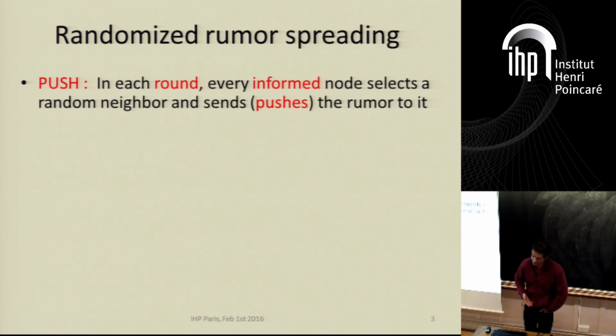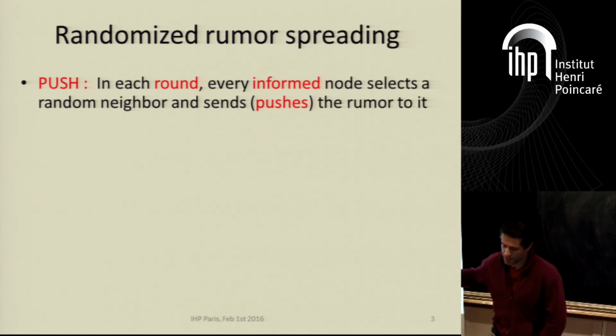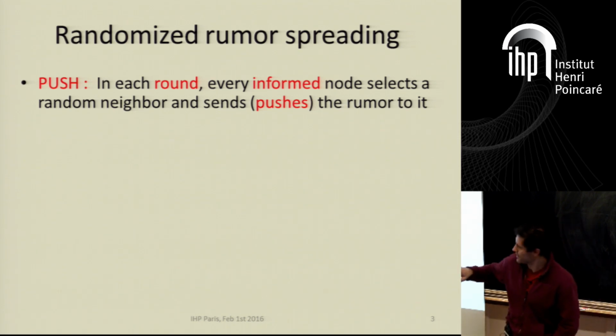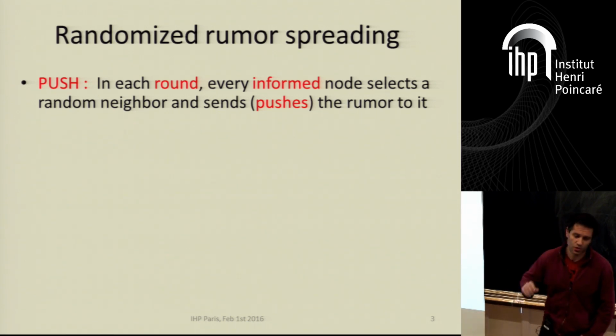So in the push version of this protocol, in each round, every informed node, every node that learned the rumor in some previous round, selects a neighbor uniformly at random and just sends, or as we say, pushes the rumor to that node.